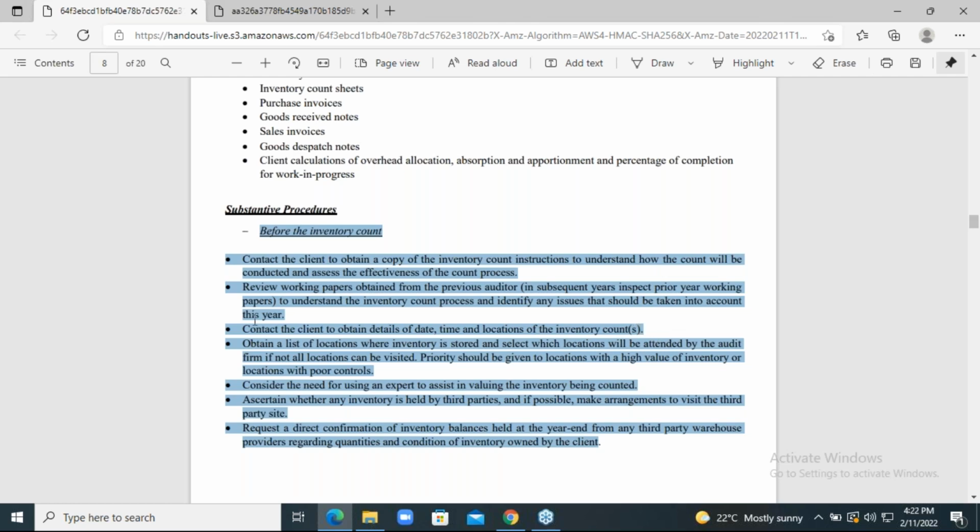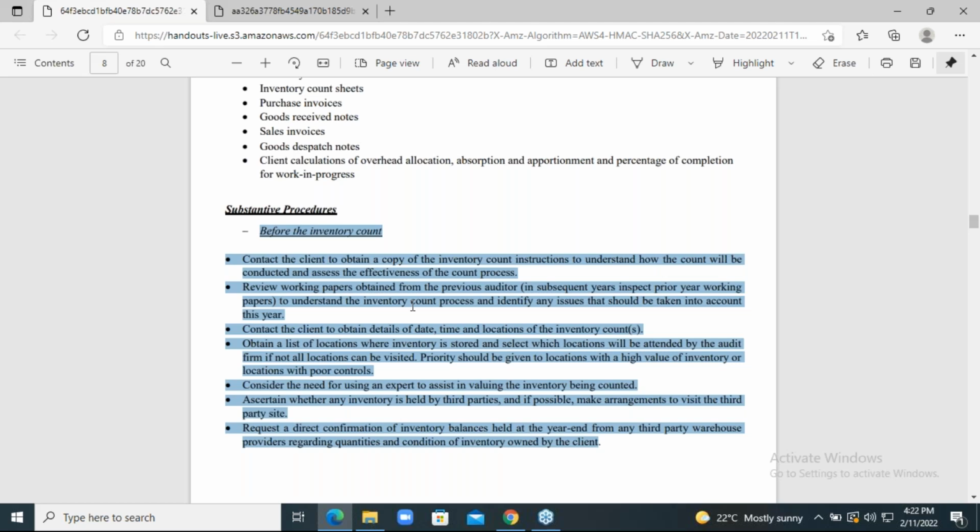Nothing special. They will be copy pasted. They can be written like: obtain a list of locations. Now what you will do is obtain a list of 12 warehouse locations where inventory is stored and select which locations will be attended by the audit firm. If not, all locations will be visited. So if you have a list of generic procedures, you can apply them under the scenario. But if you are not aware of the generic procedures, you cannot write from your own concept under examination.